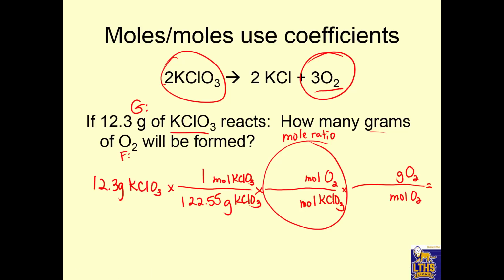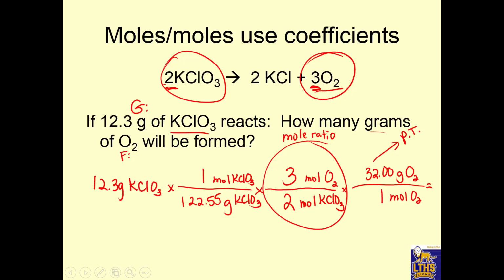So I go in with KClO3. These moles, there's 2 of them, coefficient of 2. And I come out with oxygen. So this coefficient is the one that goes there. And then I change one chemical into another. So my final step, I could say for 1 mole of O2, I'm going to use 32 grams. And that came from the periodic table.